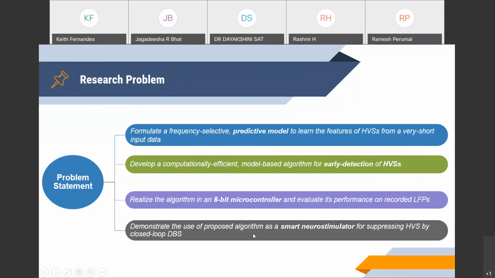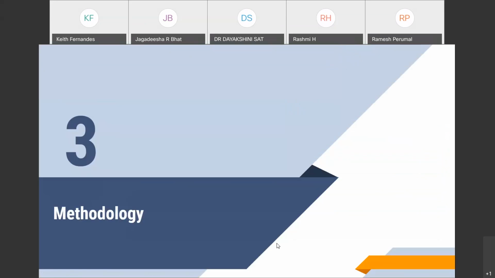recorded LFPs. And finally, demonstrate the algorithm as a smart neurostimulator for suppressing high voltage spindles by a closed loop device. This is the final ultimate aim of this experiment, to show the applicability of the proposed algorithm as a smart neurostimulator that could suppress high voltage spindles by a closed loop DBS approach. So this is the research problem in a simplified view.